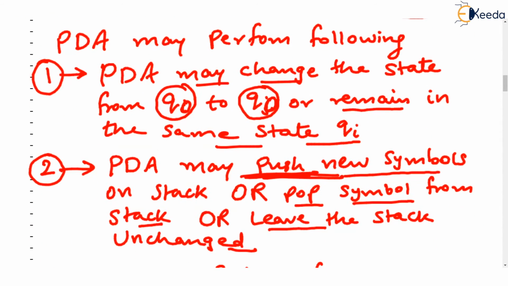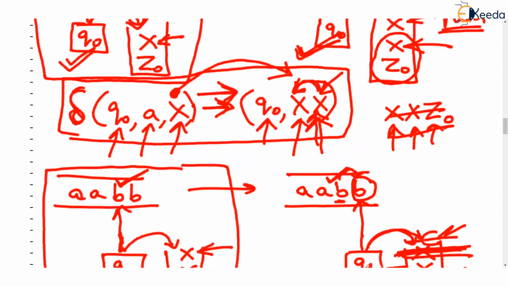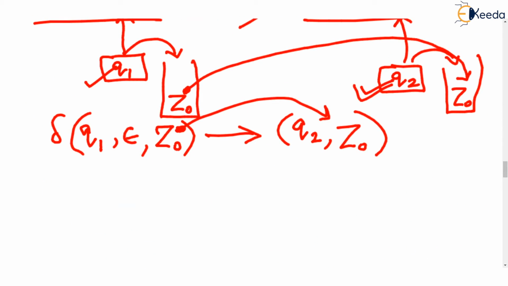Check this second point. A PDA may push a new symbol, pop a symbol from the stack, or leave the stack unchanged. And this is exactly an example. In the last diagram that we had drawn, there was no change made to the stack. Now just imagine I give you these configurations. Just check these delta functions.